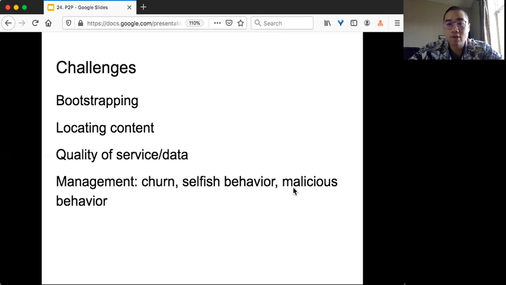The second challenge is that, suppose there's certain data, a certain type of content that you want to share, then how do others find it?